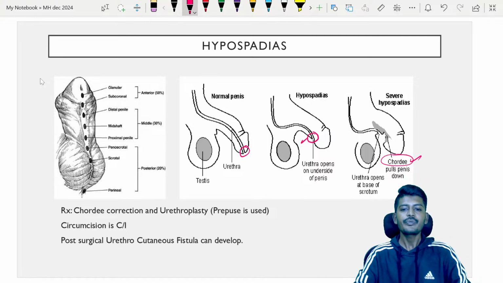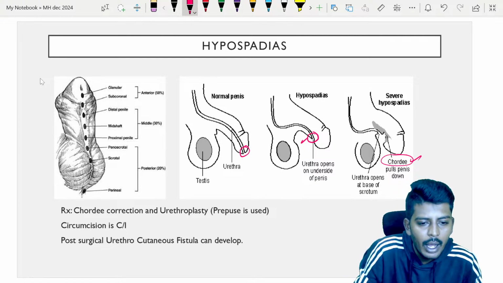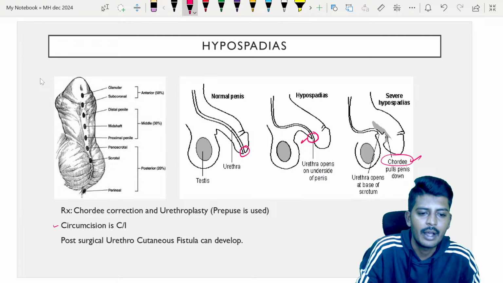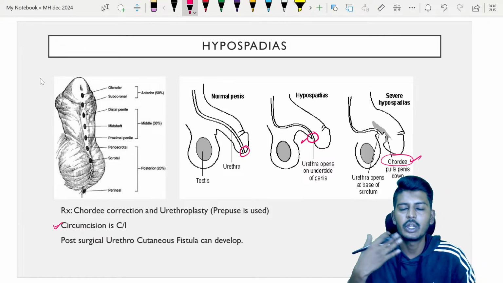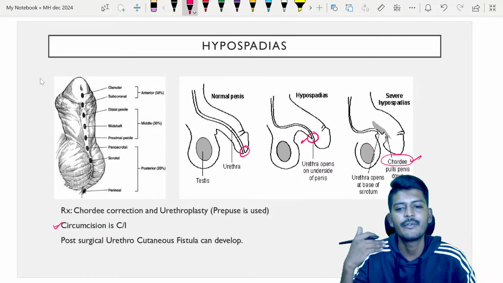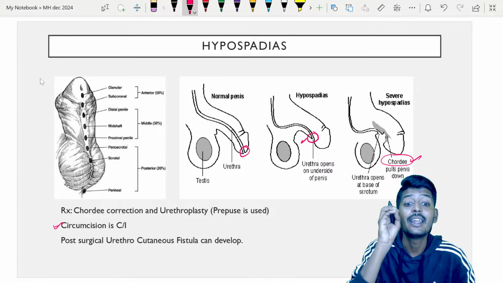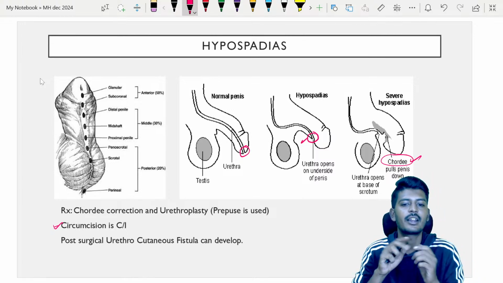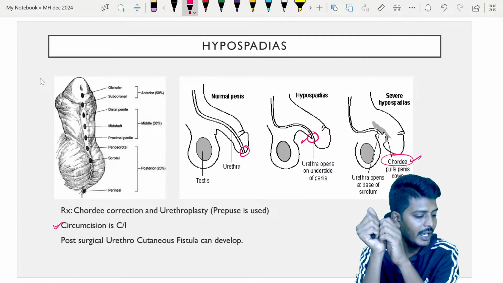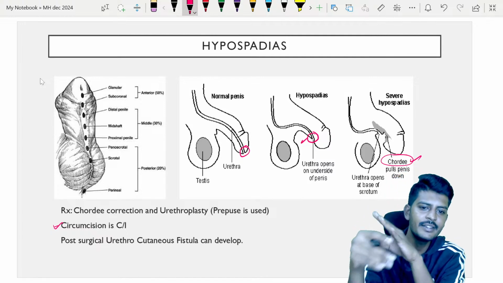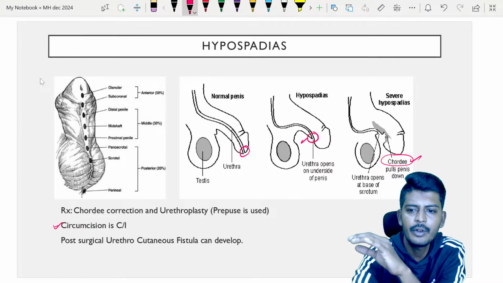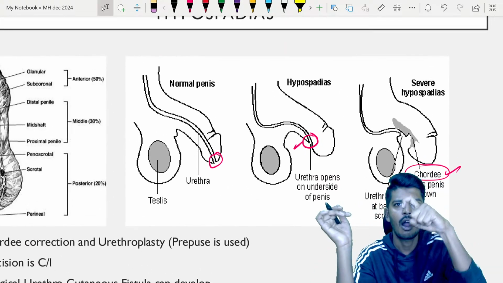So, my dear students, most importantly, don't advise the patients. If some parents, for religious reasons or something, want to do the circumcision, do not let them, because we will require the prepuce, and during circumcision we remove the prepuce. Yes, I will zoom, don't worry. As of now you can see, right? Now understood.